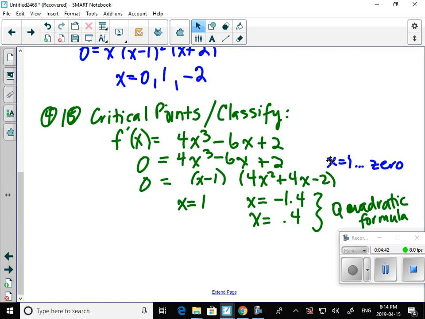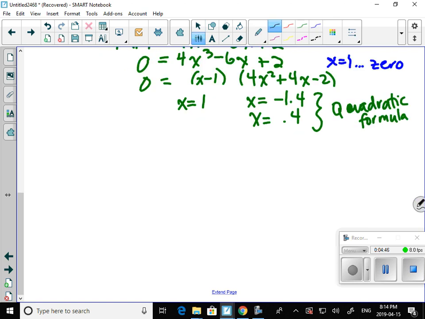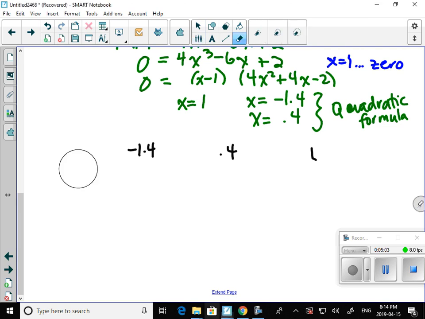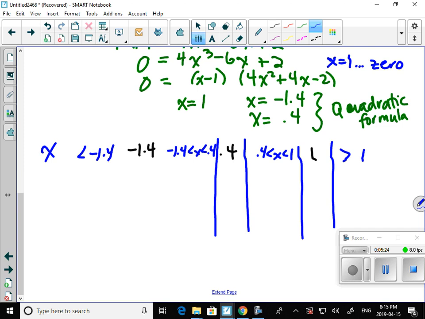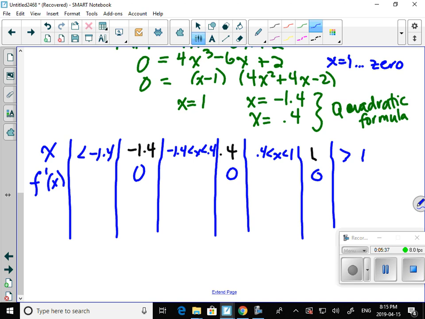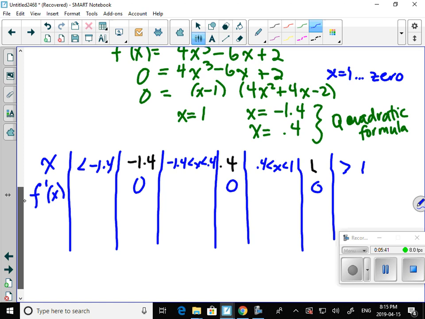Okay. We have 3 critical points, so our chart is going to get a little bit ugly. But I want to look at, okay, let's get these in the right order. I've got negative 1.4, I've got 0.4, and I've got 1. So I want to look to the left. Here, I'm going to move him over. I want to look to the left of negative 1.4. I want to look in between. I want to look in between 0.4 and 1 and to the right of 1. Wow. Okay, so I look at my first derivative and all I need is a sign, positive or negative. So there's my zeros. For my first derivative, I need to have a look at that.